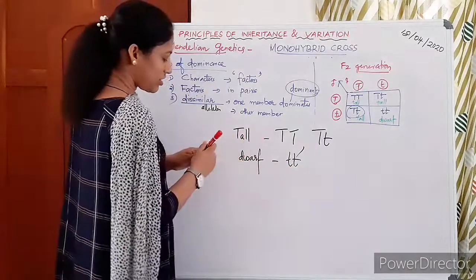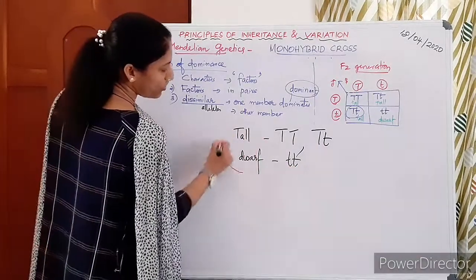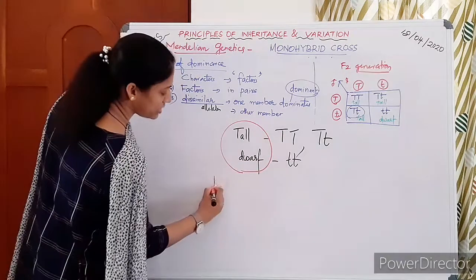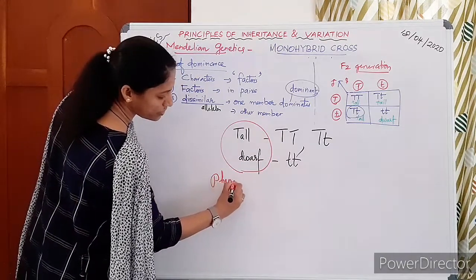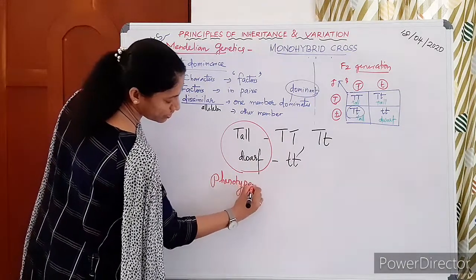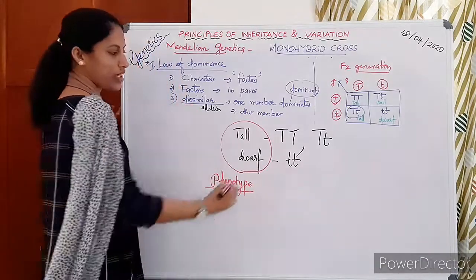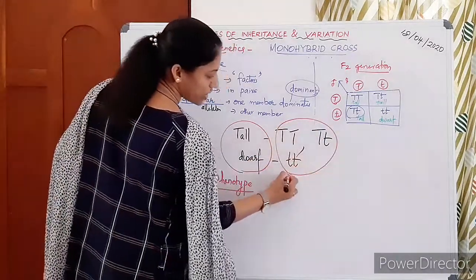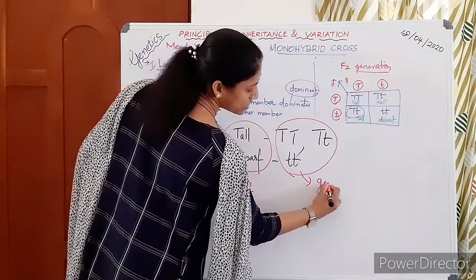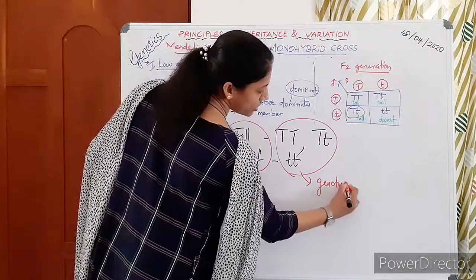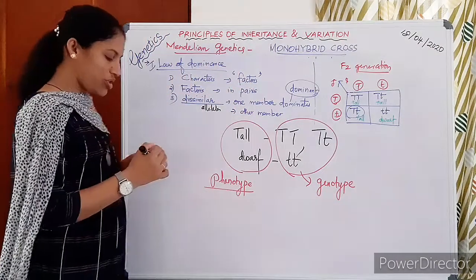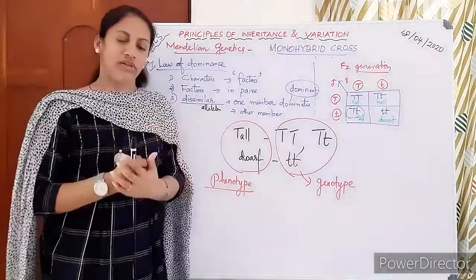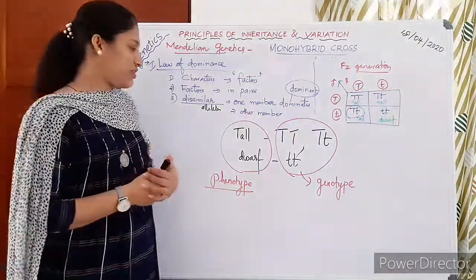This morphological expression is known as phenotype. How the plant appears is known as phenotype. Whereas this genetic makeup, the allele combination, is called genotype. So you have studied two more new terms. Genetics is full of terminology, as I will tell you.